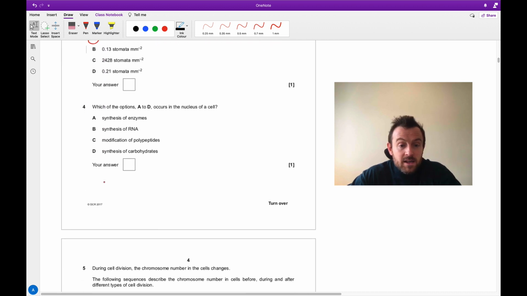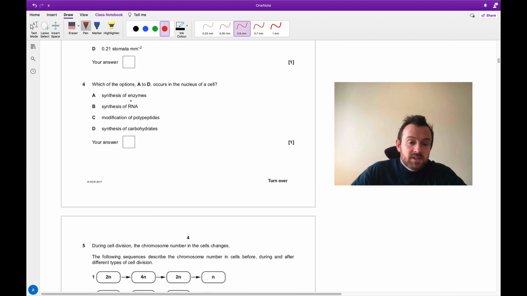Which of the following A to D occurs in the nucleus of a cell? Synthesis of enzymes, no, that's at the ribosome, so that's not in the nucleus. Synthesis of RNA, yes, that's true. Modification of polypeptides, no, that's generally in the endoplasmic reticulum or the Golgi. And synthesis of carbohydrates, again, in the cytoplasm. So the only answer is B.